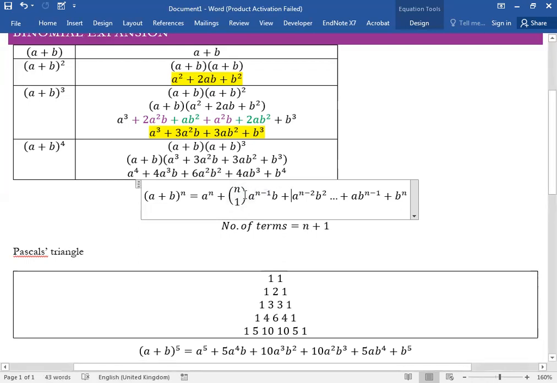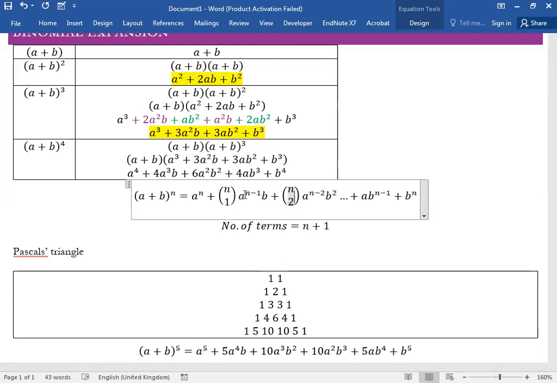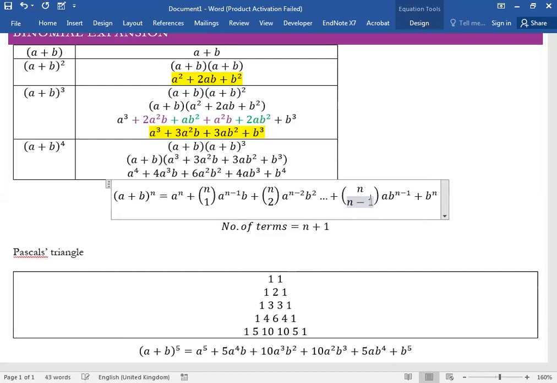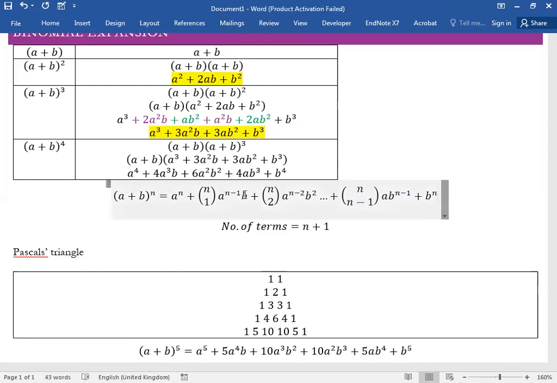Write it down. This formula is provided. nC2, and this one will be n minus 1. The last one will just be nCn, so I'm not writing it down. One thing we already know is that the first and the last one do not have any external coefficient. They are just the first term to the power n and the last term to the power n.